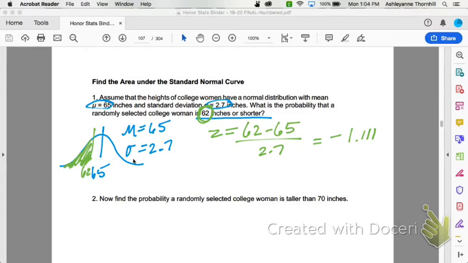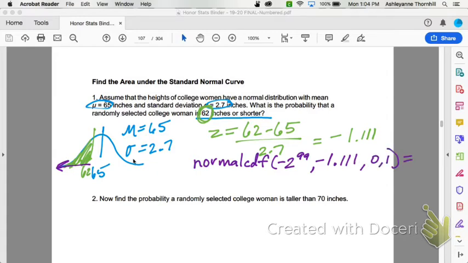And so if that's my z-score, using normal CDF, what would that look like to find the shaded area below that? I would say normal CDF. What would my lower bound be? If I want the area shaded below, negative 2 to the 99th. My upper bound would be, well, I'm using the z-score, so the negative 1.111, 0, and 1.